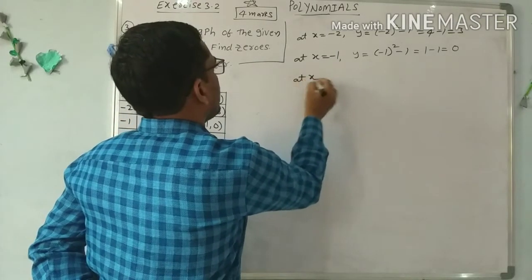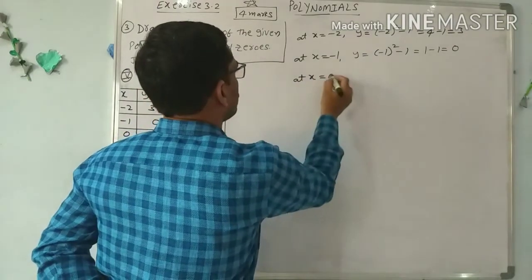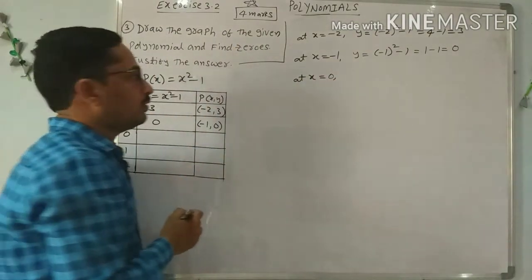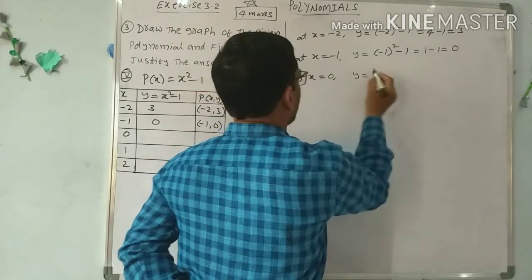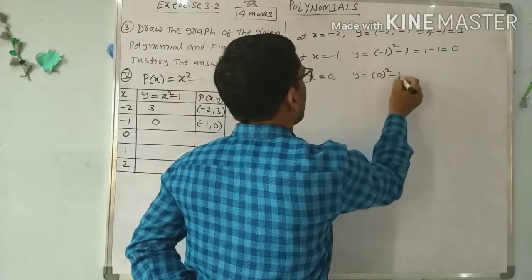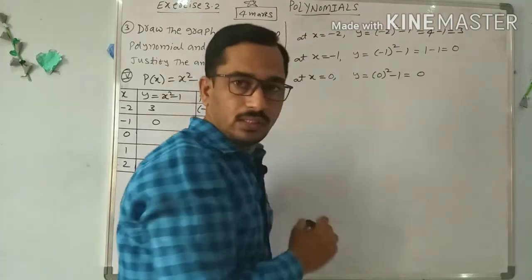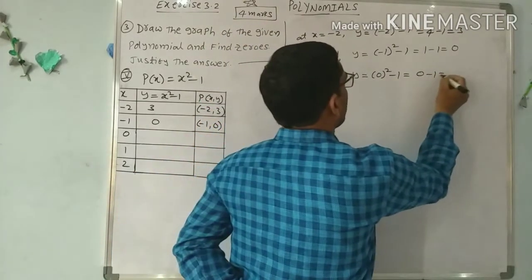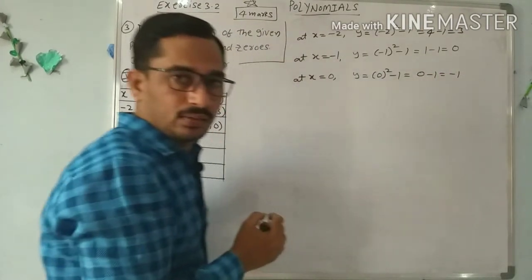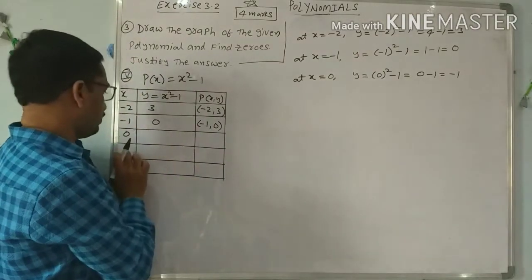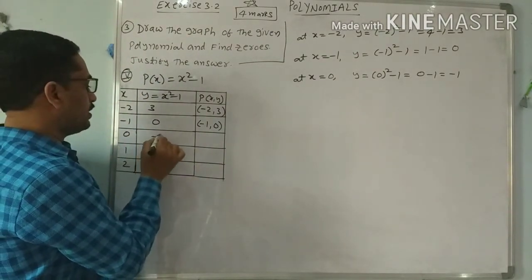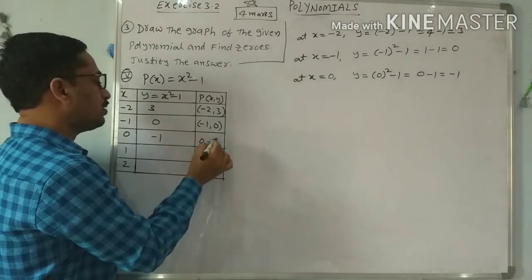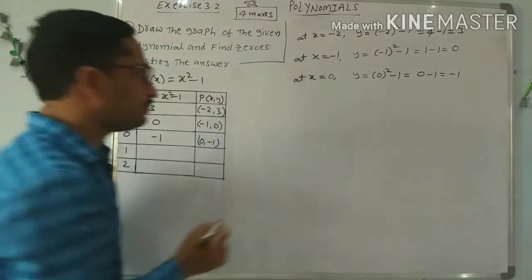Next at x equal to 0, find out the y value. So y equal to x square minus 1, x means 0. 0 square minus 1. 0 square value is 0, minus 1. 0 minus 1 equal to minus 1. The coordinate at x equal to 0, y value is minus 1. The coordinate is 0 comma minus 1.